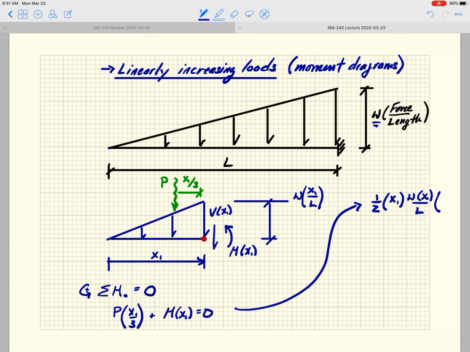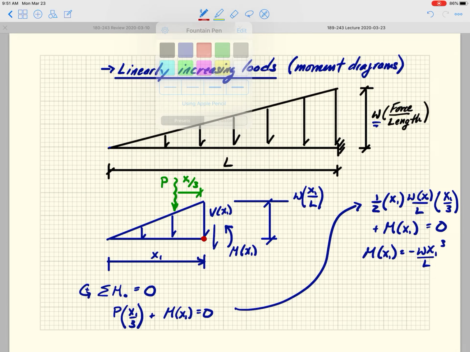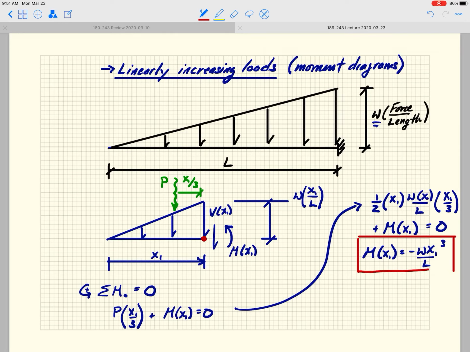And then that is times x1 divided by 3. Then I add m of x1, and that has to equal 0. And what you find here, if you solve for it, is m of x1 equals minus w x1 cubed divided by L. And I will go ahead and box that, right?